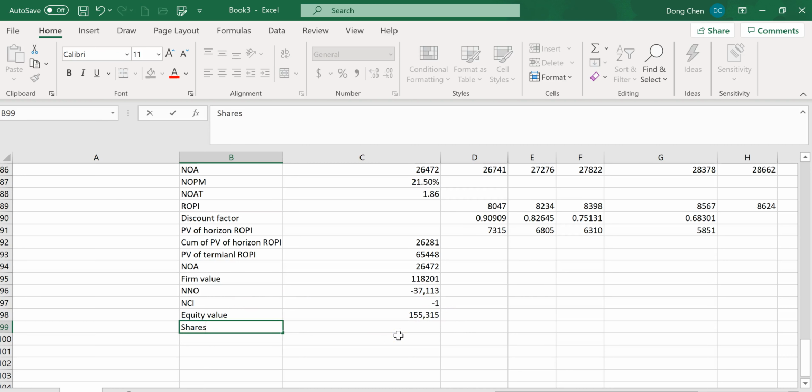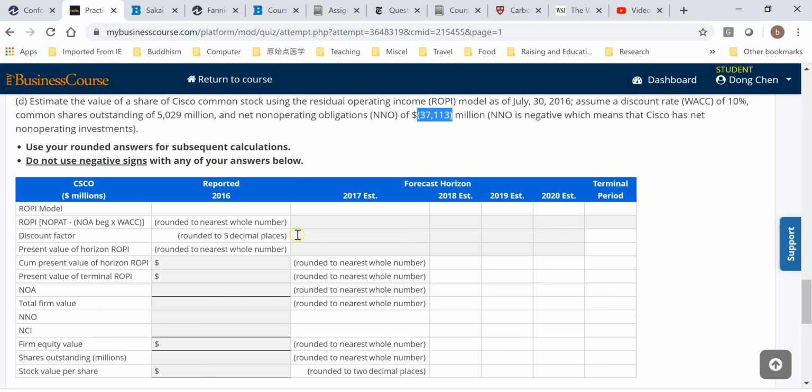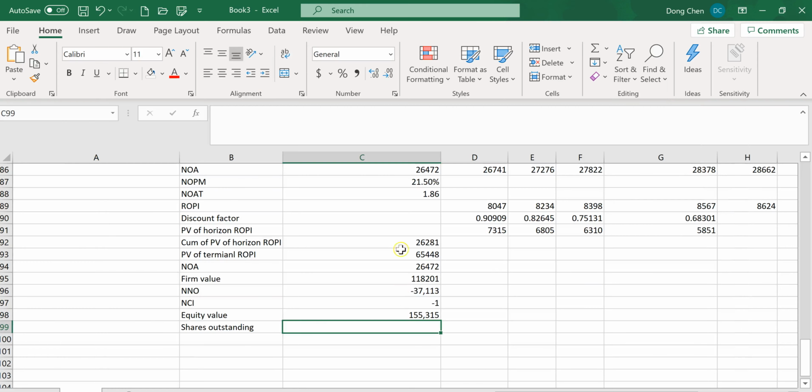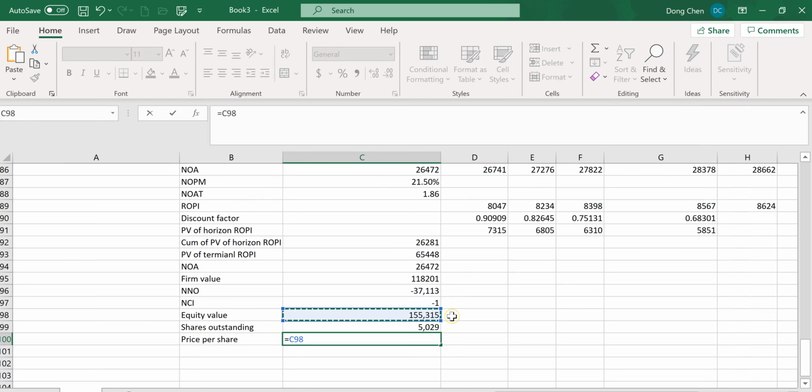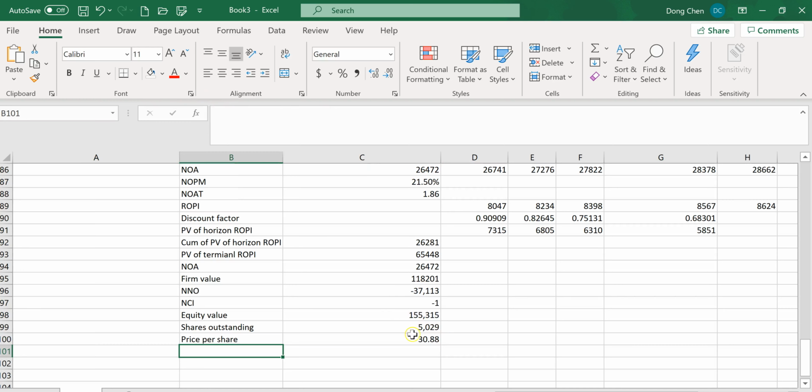So then next variable is shares outstanding, and this is directly provided to be 5,020 million shares. So finally, price per share is simply the equity value divided by the shares outstanding, and I need to round this to two decimal places. So this gives me the final price.